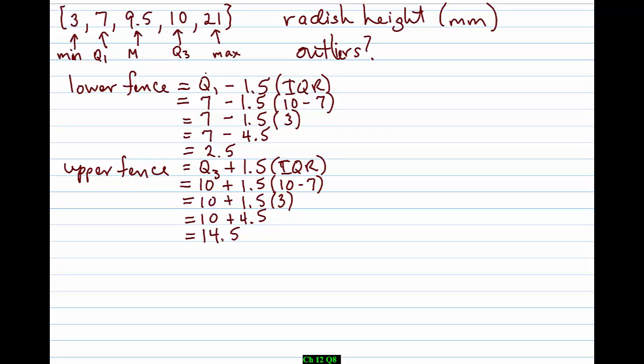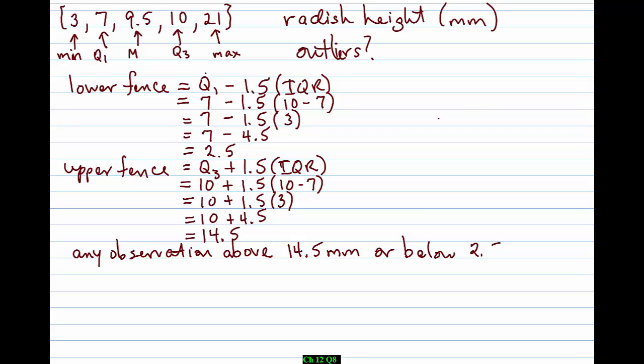So what does this mean? This means any observation above the upper fence, so that is above 14.5 millimeters, that's bigger than 14.5 millimeters, or below the lower fence, which is 2.5 millimeters, would be considered an outlier.